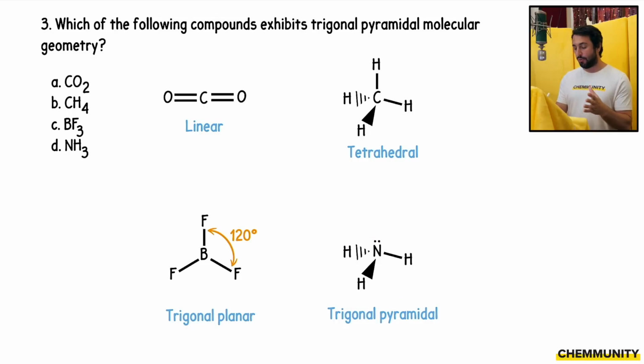if it was CH4, right, CH4 has the same electron domain geometry, but we would call this tetrahedral, whereas with nitrogen, one of those groups is not an atom, but actually just a lone pair. We're going to call that trigonal pyramidal. So ammonia has trigonal pyramidal molecular geometry.